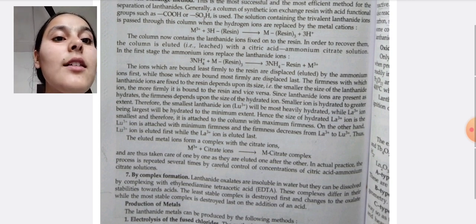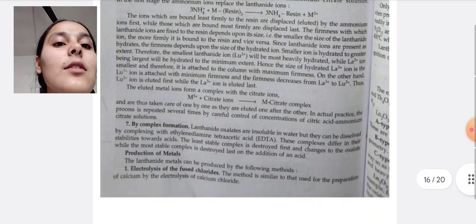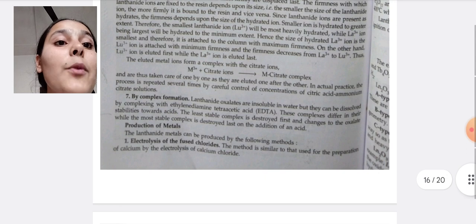Therefore, the smallest lanthanide ion will be most heavily hydrated, while the La3+ ion, being largest, will be hydrated to the minimum extent. The size of the hydrated La3+ ion is the smallest, and therefore it is attached to the column with maximum firmness. On the other hand, the Lu3+ ion is attached with the minimum firmness, and firmness decreases from La3+ to Lu3+. Thus, the Lu3+ ion is eluted first, while the La3+ ion is eluted last. And the M3+ plus citrate ions give us the M citrate complex.